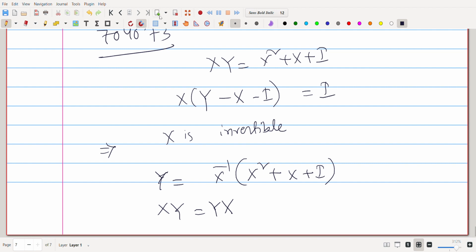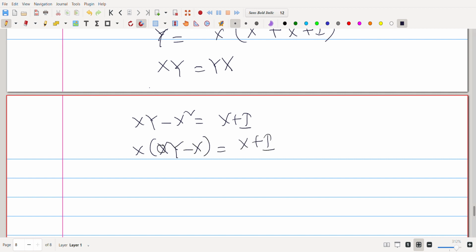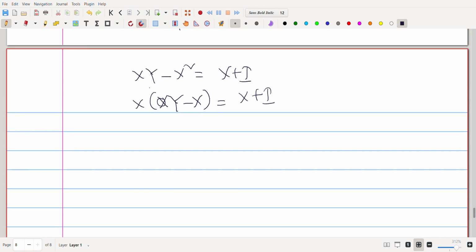What about the third one? The third one is saying that x plus I is invertible. So xy minus x square equals x plus I, that is x times (y minus x) equals x plus identity. So x is invertible, but y minus x may not be invertible, right? So in that case, x plus identity is not invertible. In particular, you can take x equal to y equal to minus identity. Then it satisfies that condition, and x plus I is the 0 matrix, so that is not invertible.